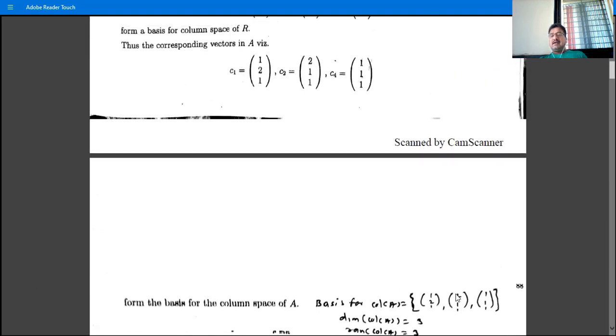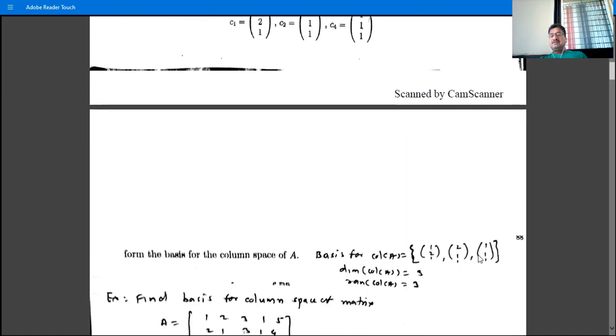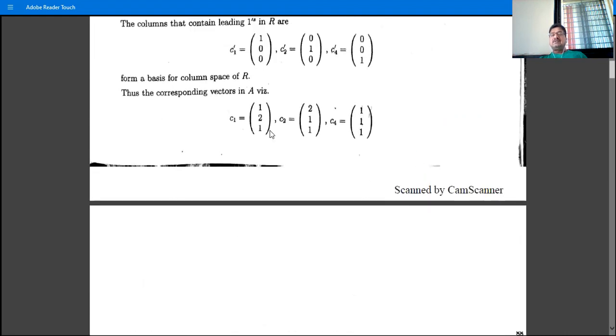Write in curly brackets 1 2 1, 2 1 1, 1 1 1 as three vectors. Write either this bracket as a round bracket or square bracket. So 1 2 1, write column 1 2 1, 2 1 1, and 1 1 1. So these are the columns.